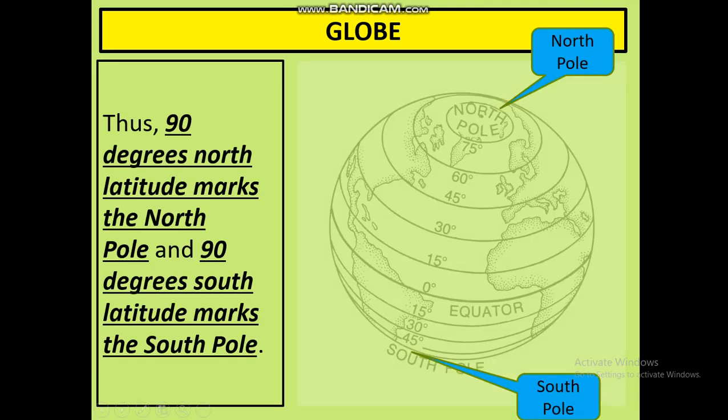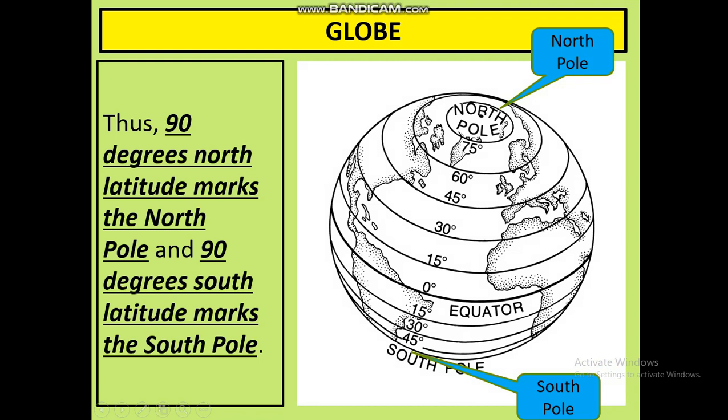Thus, 90 degree north latitude marks the North Pole and 90 degree south latitude marks the South Pole. So, what is the measurement of the North Pole? It is 90 degree N. You will also write N. N means in the northern hemisphere, and if it is in the southern hemisphere then you will write S for the southern hemisphere.